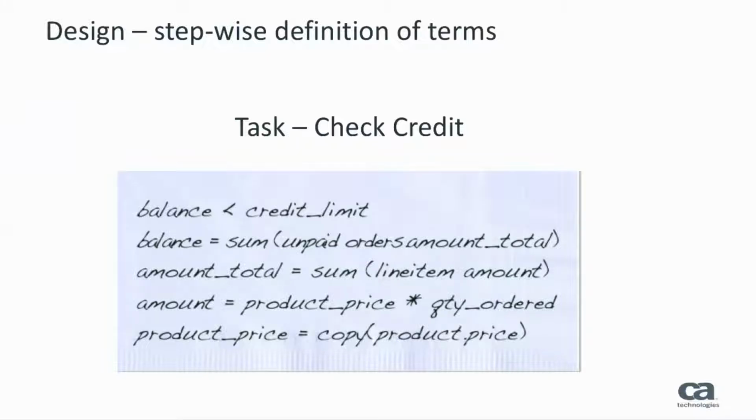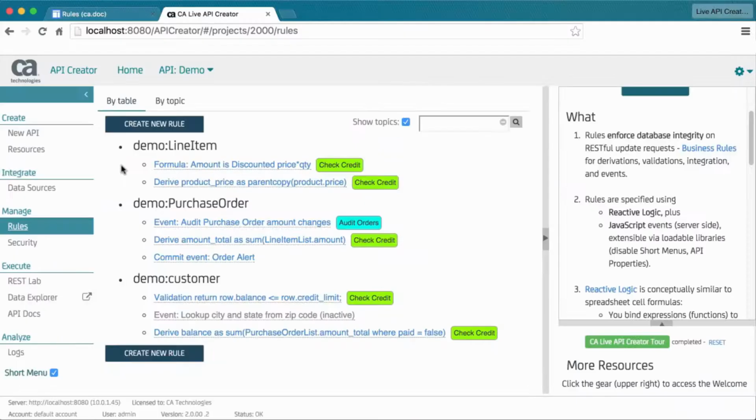Now, spec out, elaborate, check credit. This follows the classic stepwise definition of terms. The balance must be less than the credit limit, where the balance is the sum of the unpaid order amount totals, where the amount total is the sum of the line item amounts, where the amount is the discounted price times the quantity, where the price is copied from the product.